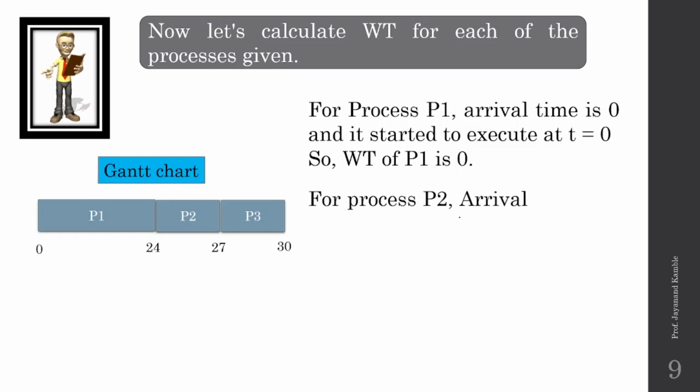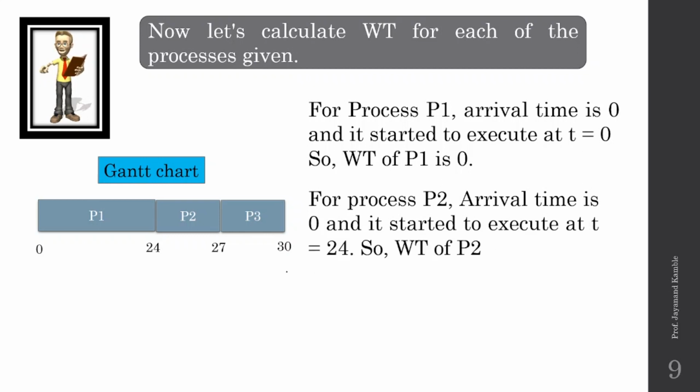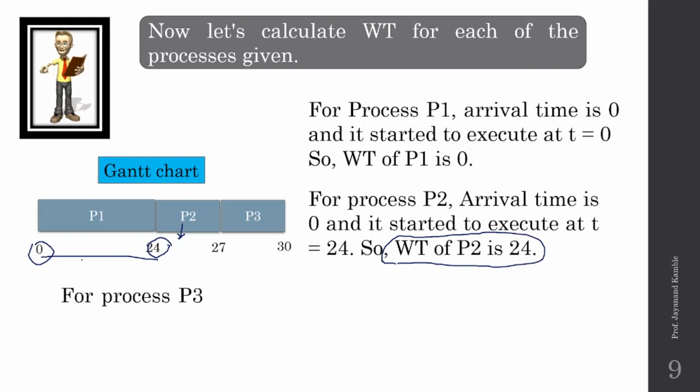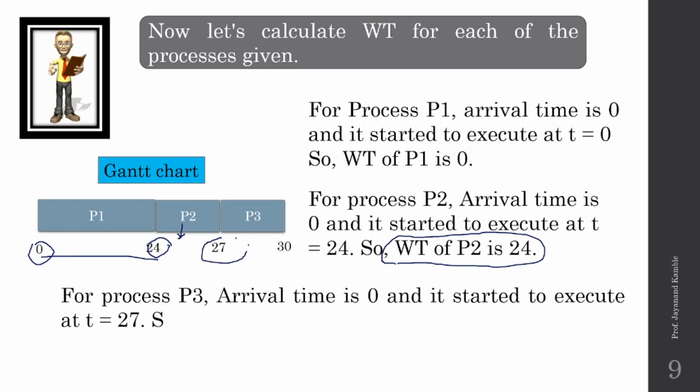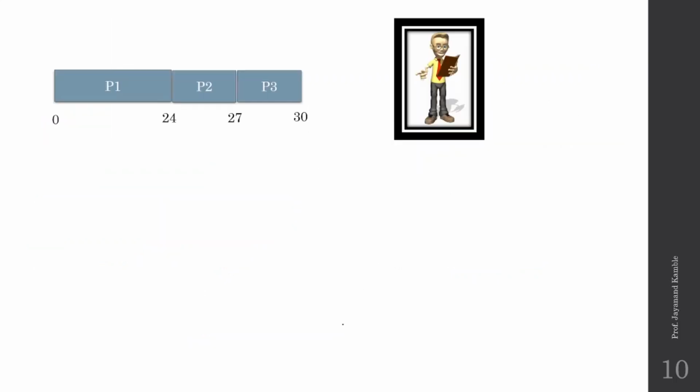Then for process P2, the arrival time is 0 and it started to execute at t equal to 24. It got control at t equal to 24. That means process P2 has to wait from 0 to 24, so the waiting time for process P2 is 24. Then finally for process P3, it arrived at 0 and started at 27, that means from 0 to 27 it has to wait. That's why the waiting time for process P3 is 27.